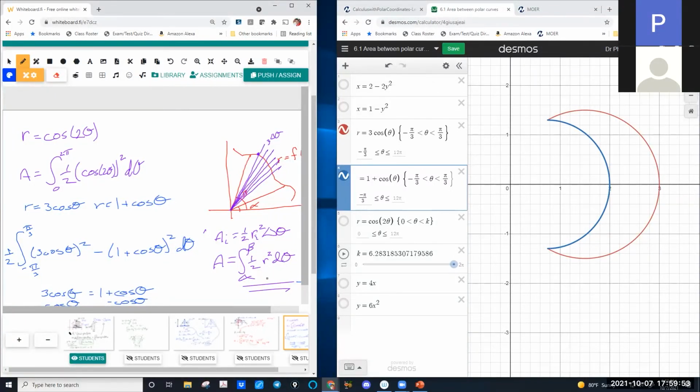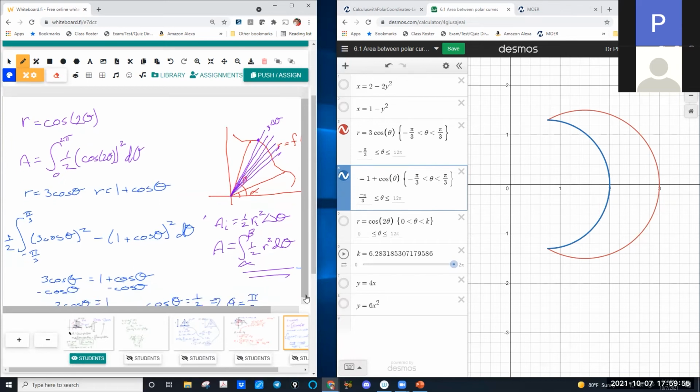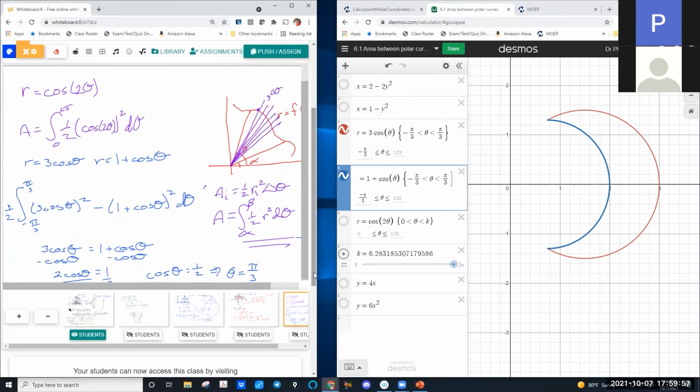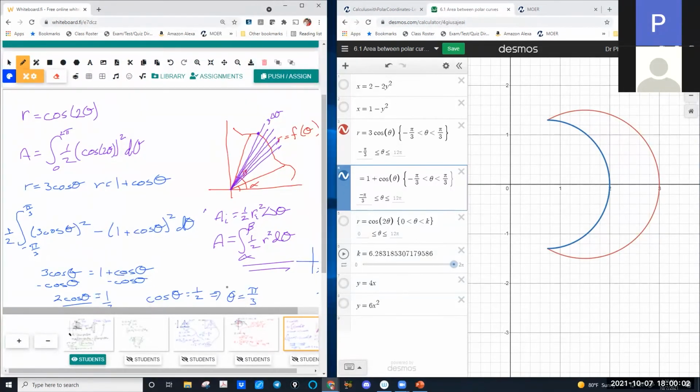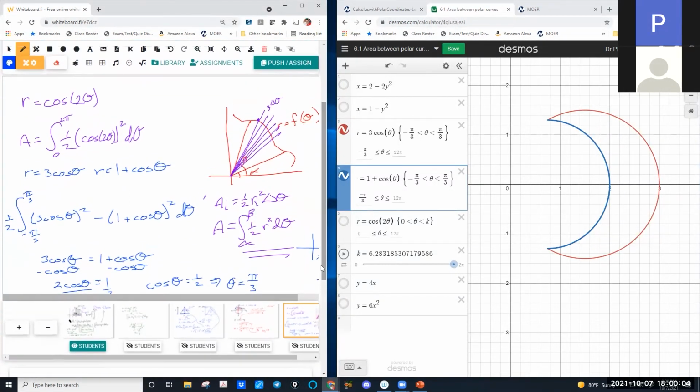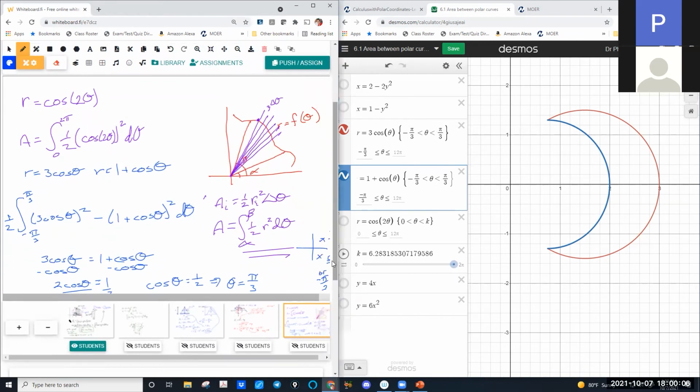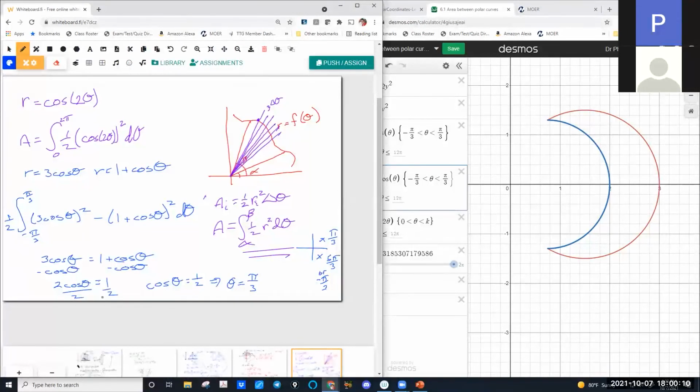Okay? So two things will go into finding your limits on this. Number one, setting your two polar curves equal to each other so that you can see what angle they intersect at, which is what we did down here.